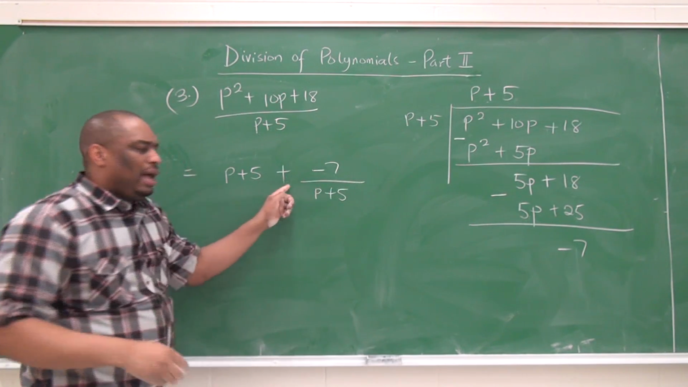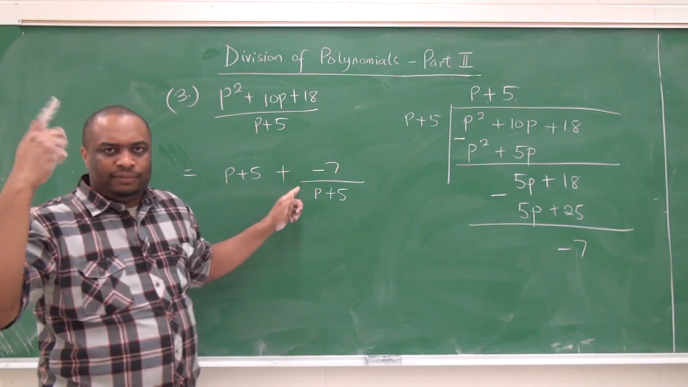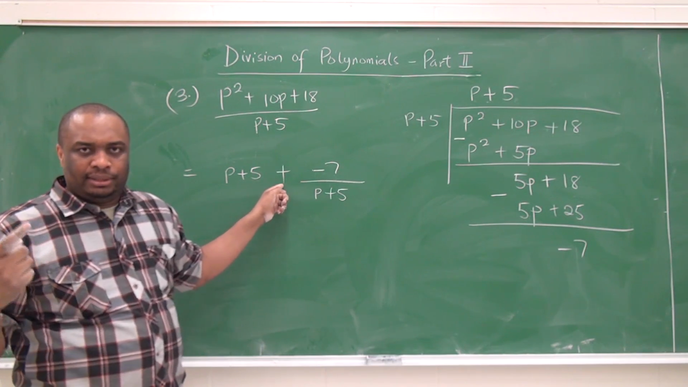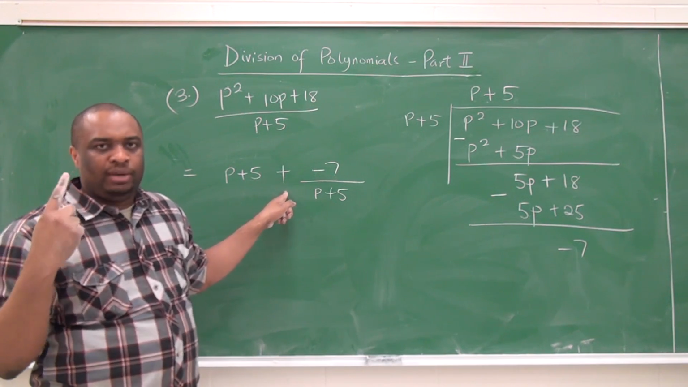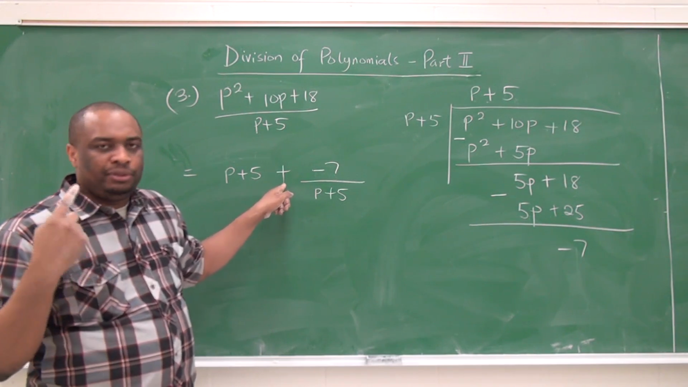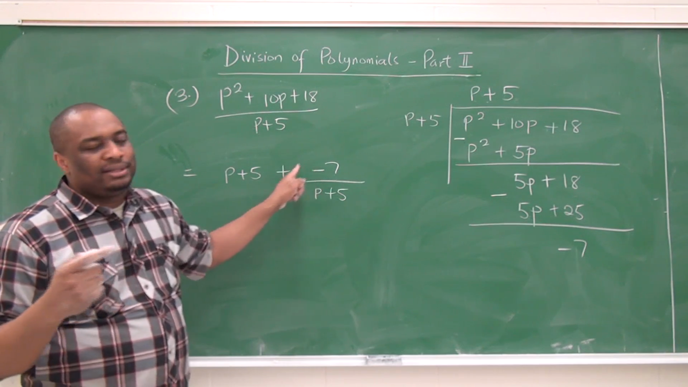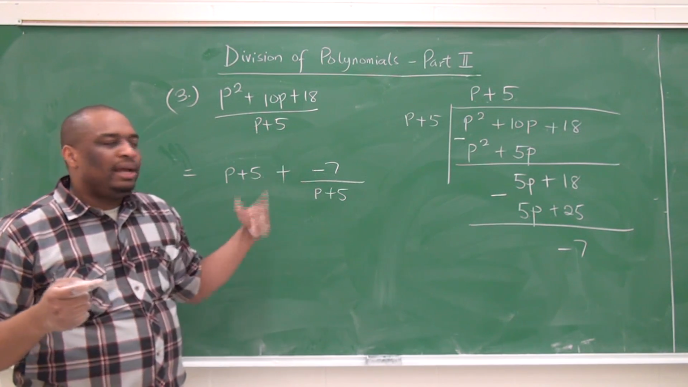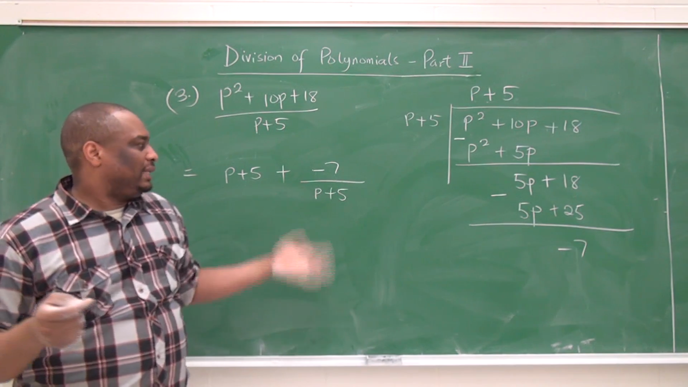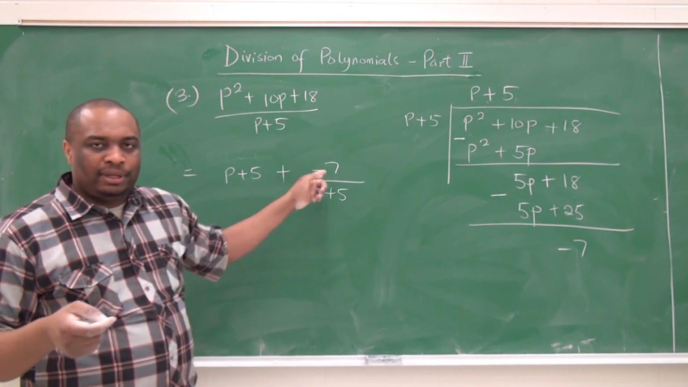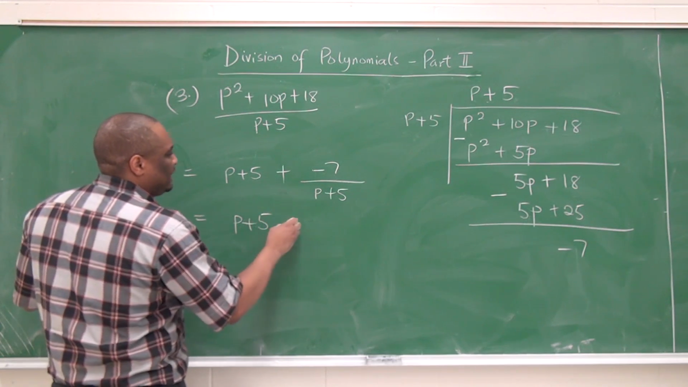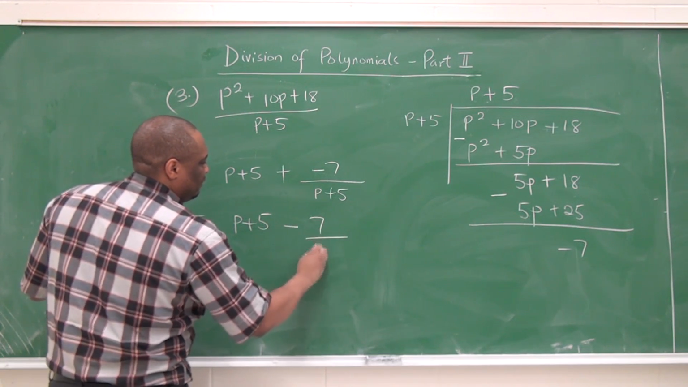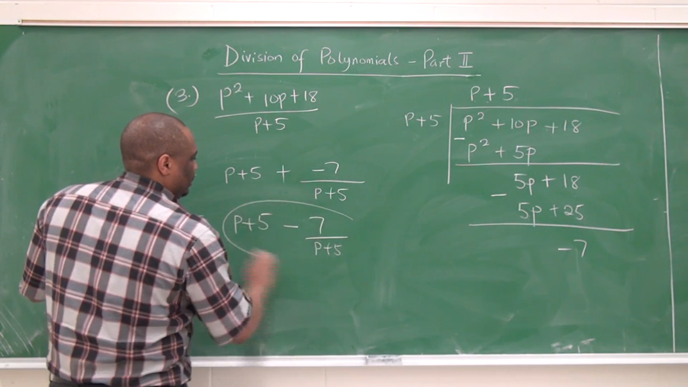Now, there's a video I did the first time on adding and subtracting integers, and I said if you have two signs together, make it one sign. Now, some textbooks will write it like this, but I don't advise you to write it just like this. You have two signs together, plus, minus. So this will now be p plus 5 minus 7 over p plus 5. If you can watch that video, that will be fine. This is the answer.